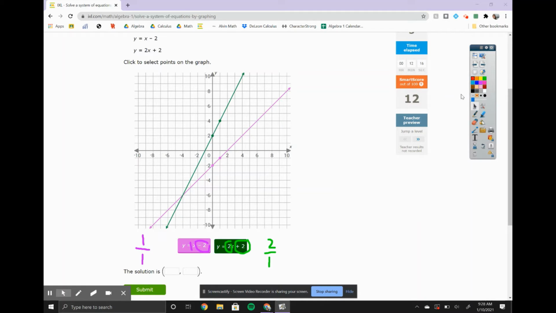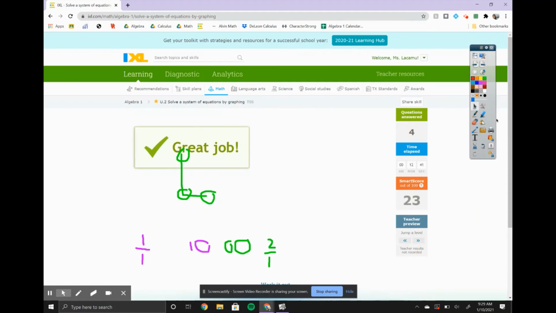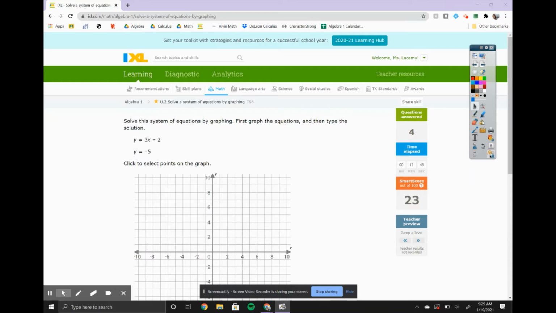And then I need my solution, so that's going to be where these 2 points meet. It would be right here. And if you look, the x value is -4, and the y value is -6. So we're just going to type that in. We have -4 and -6. And that's how you do it. So that's the first one. You just have to spend 20 minutes actually trying on it.